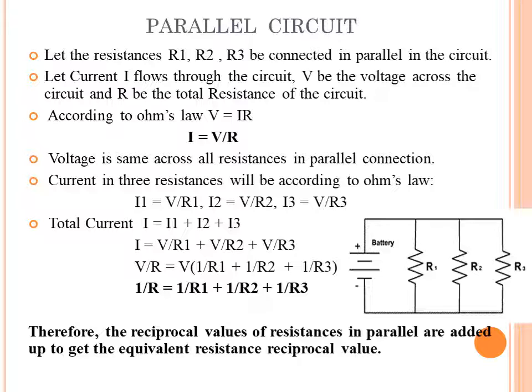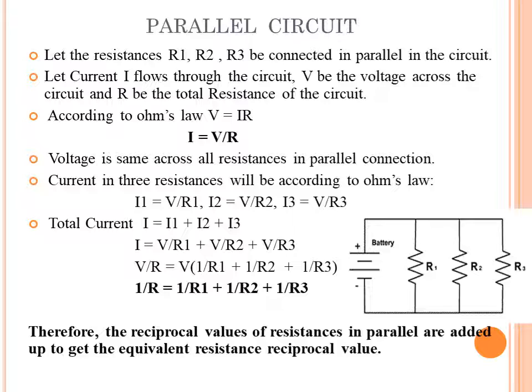So you should know that voltage across all the resistances in parallel connection are same, but the current is different. So current will be calculated in the respective resistance by applying Ohm's law again. I1 is equal to V by R1, I2 is equal to V by R2, I3 is equal to V by R3.